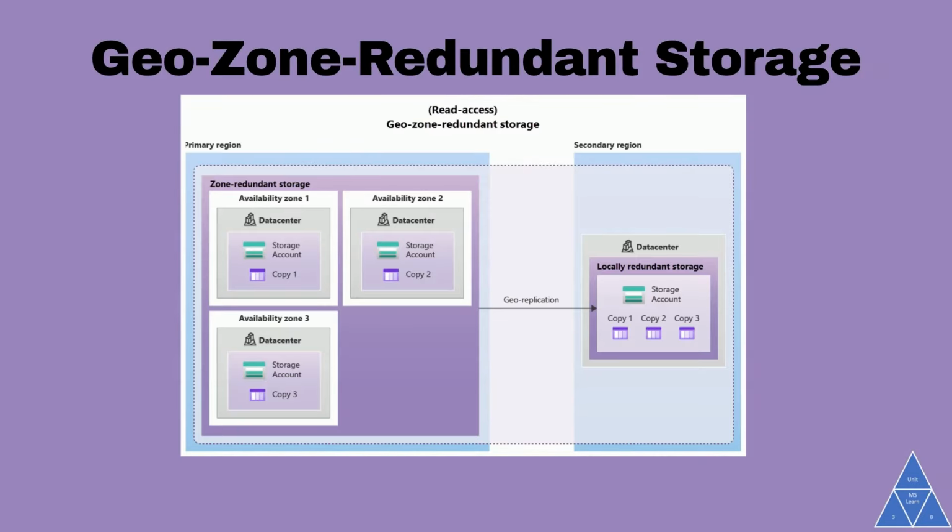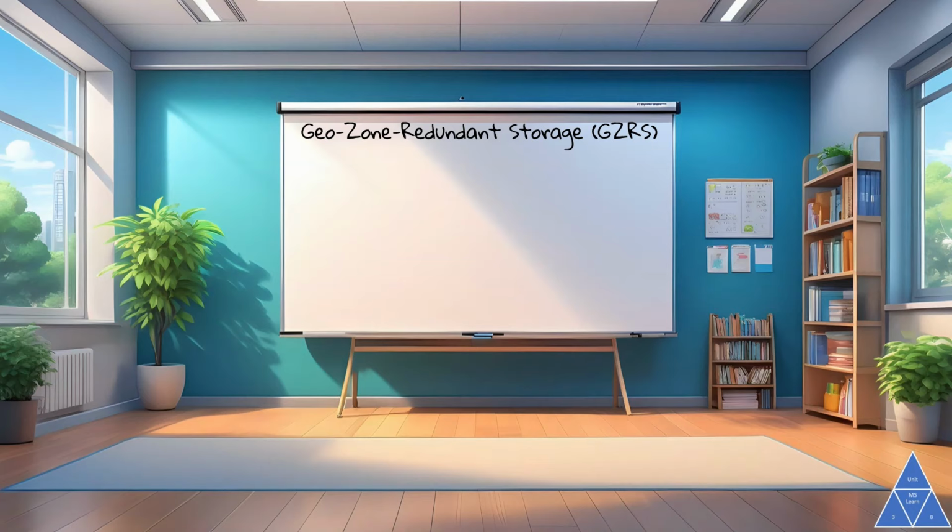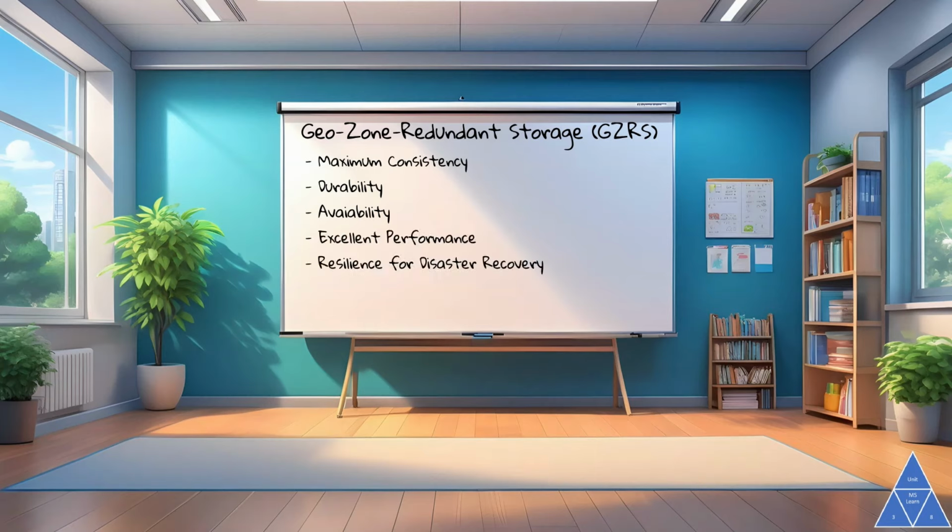GZRS combines the high availability of redundancy across availability zones with protection from regional outages provided by geo-replication. Data in a GZRS storage account is copied across 3 Azure availability zones in the primary region, similar to ZRS, and replicated to a secondary geographic region using LRS for protection from regional disasters. Microsoft recommends using GZRS for applications requiring maximum consistency, durability, availability, excellent performance, and resilience for disaster recovery. GZRS provides at least 16 nines of durability of objects over a given year.